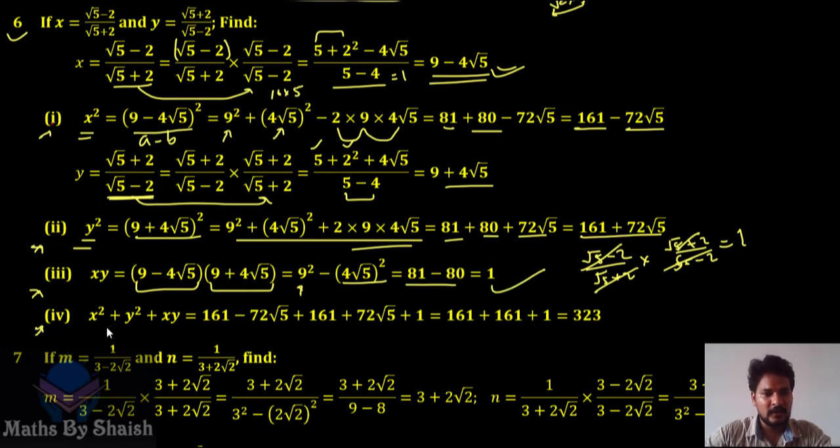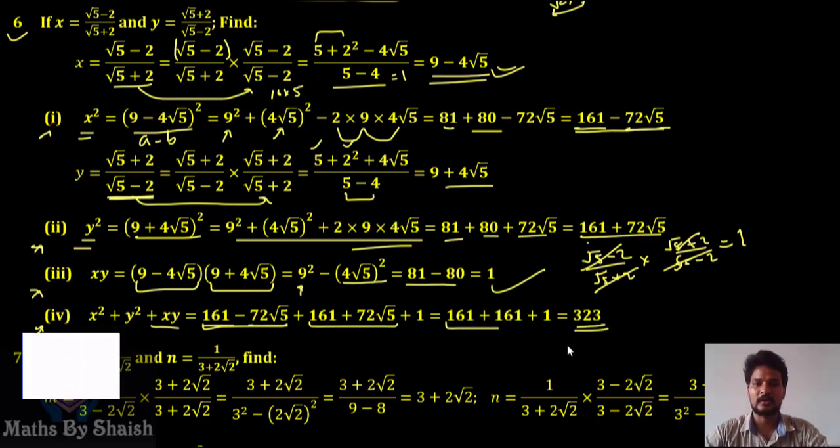And the last one, the fourth part, x square plus y square plus xy. We have calculated 161 minus 72 root 5 as x square, 161 plus 72 root 5 as y square, and xy as 1. So we can simplify, and we'll get this as 323.